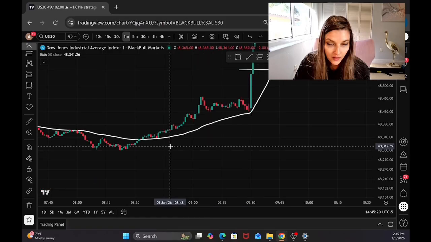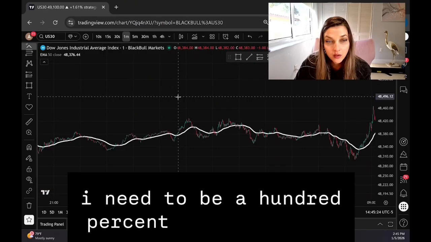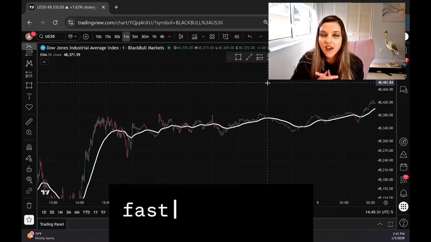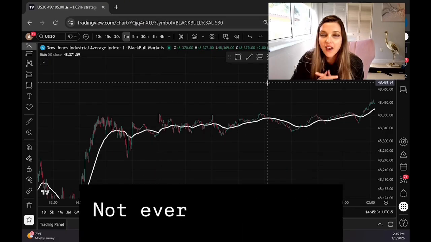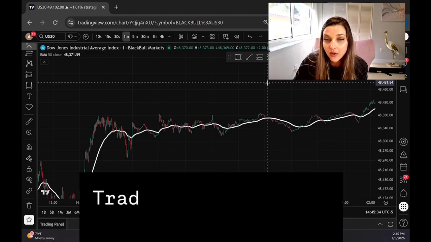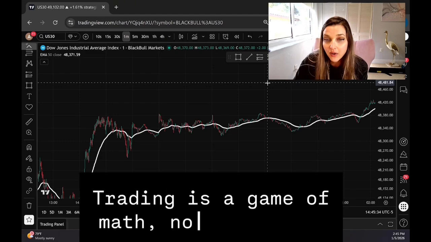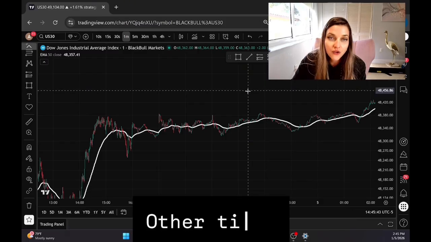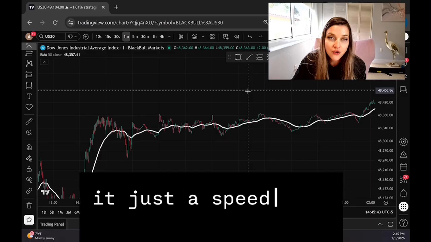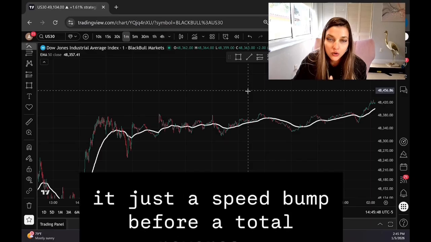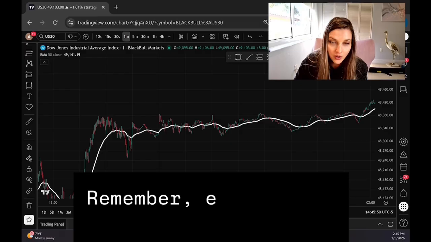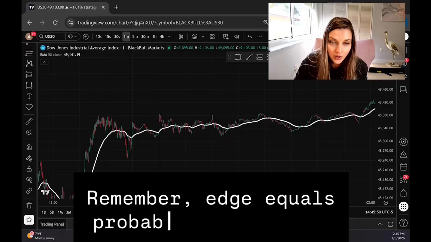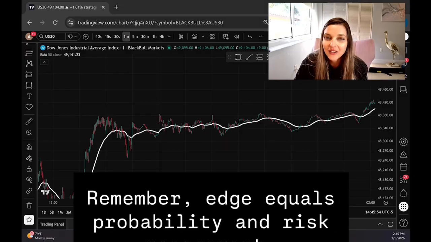Okay, now I need to be 100% real with you. Even if you get a lightning fast one candle rejection, not every setup is a winner. Trading is a game of math, not a game of certainties. Sometimes the EMA acts as a perfect trampoline. Other times, it's just a speed bump before a total reversal. Remember, edge equals probability and risk management.